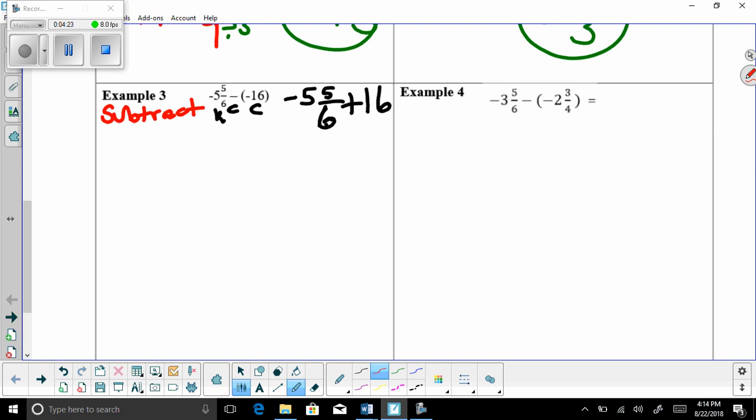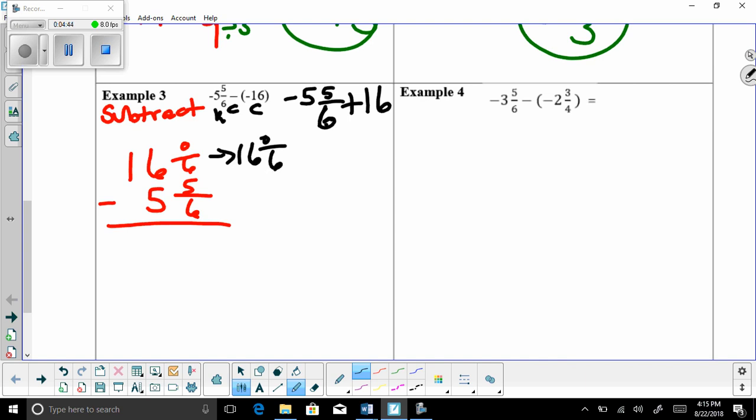Put the larger whole number on top, so I need to do 16 minus 5 5/6. I don't have a fractional part for this problem. It's like saying 0/6. So if it's 0 minus 5, I have to borrow or regroup it. So instead of 16, I'm going to change that to a 15 and add 6/6 to it. So now I have 15 6/6. I'm sorry, not addition. We are subtracting because our signs are different. Minus 5 5/6.